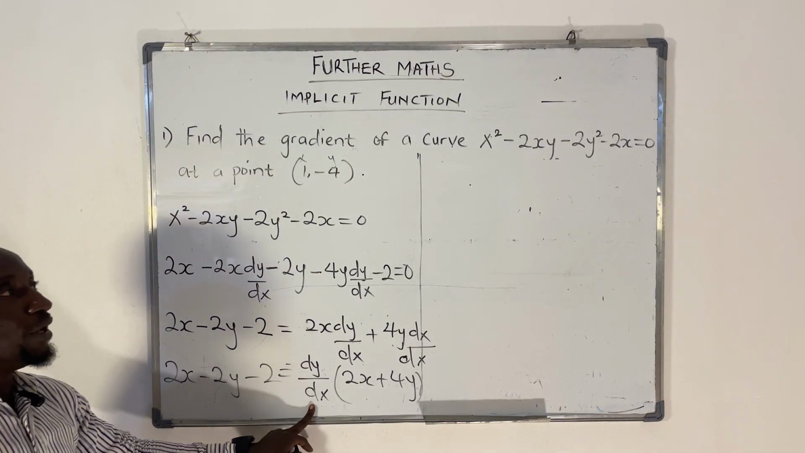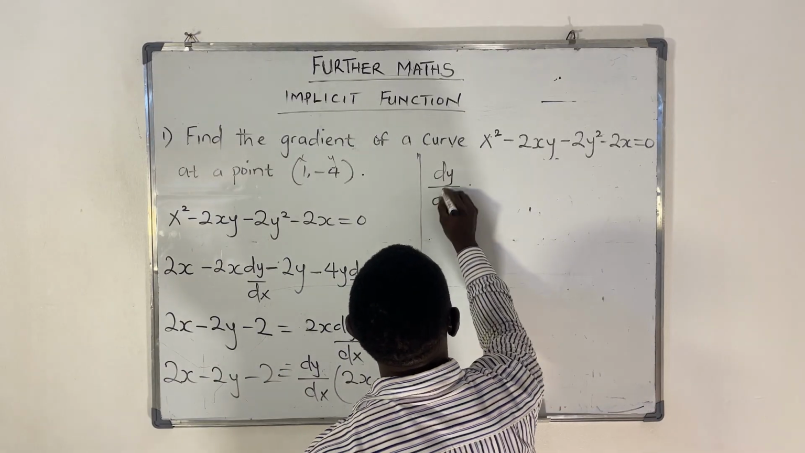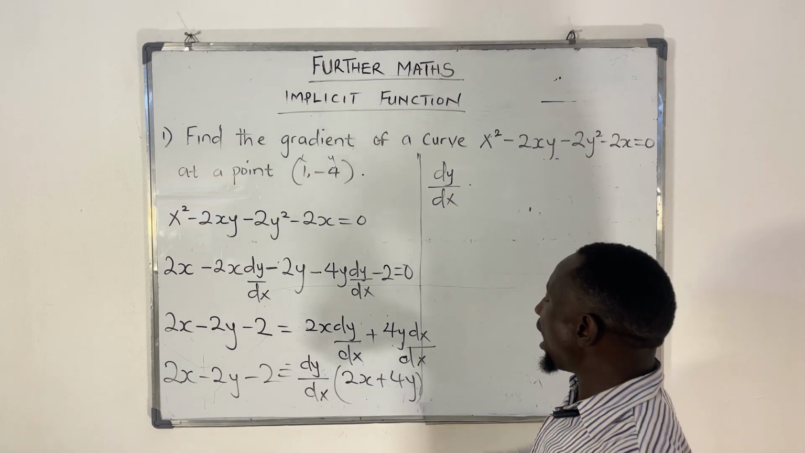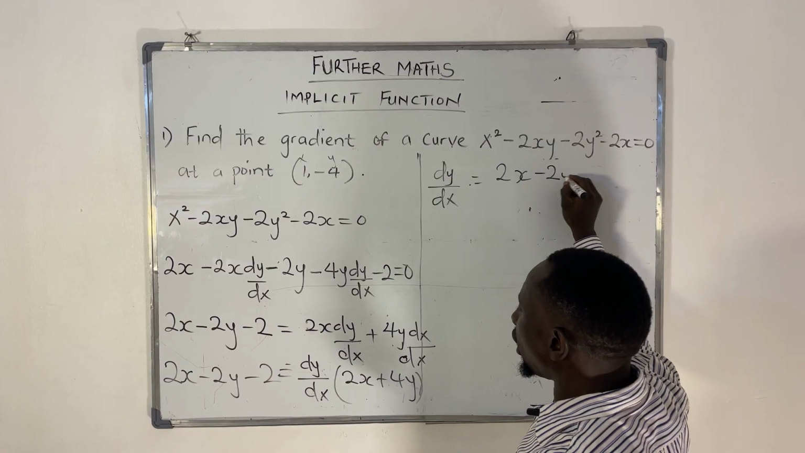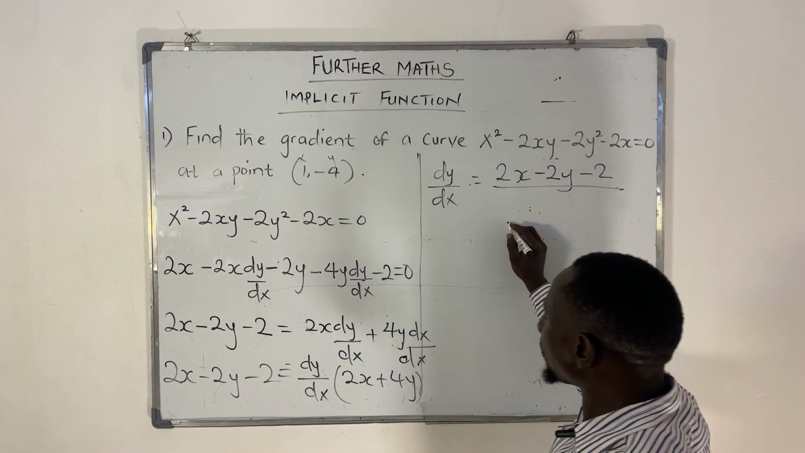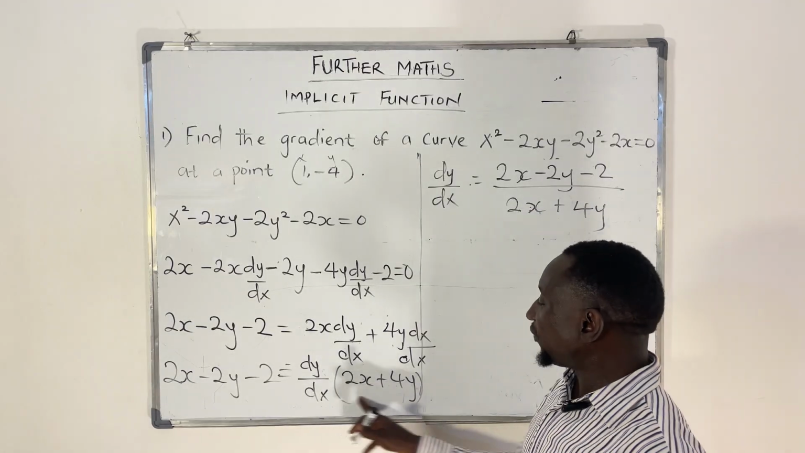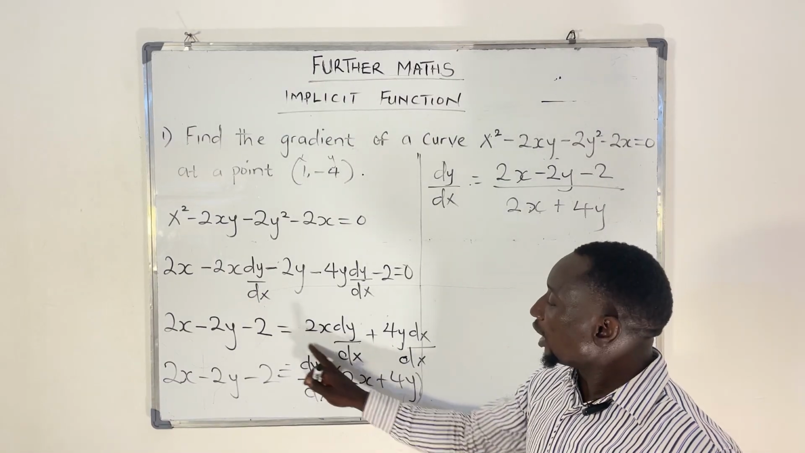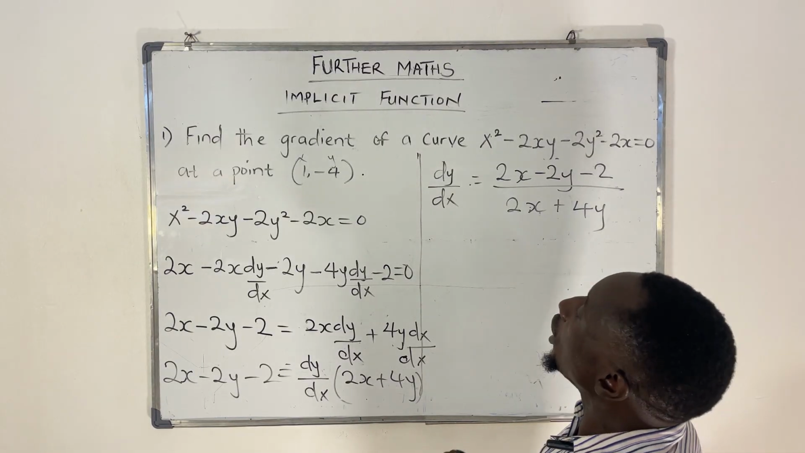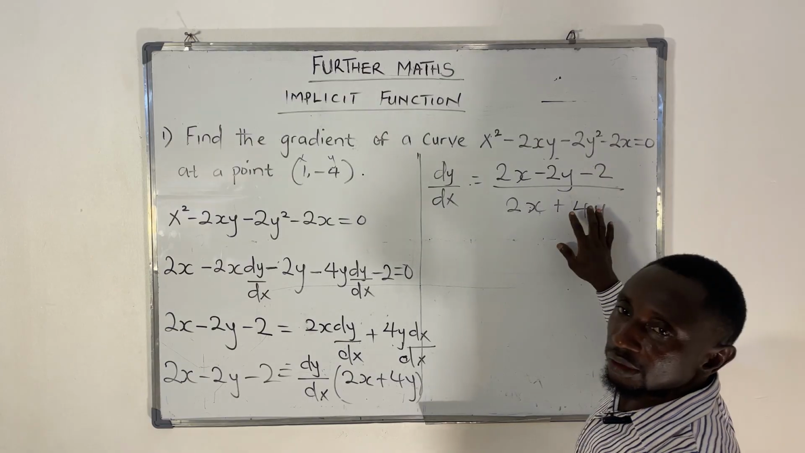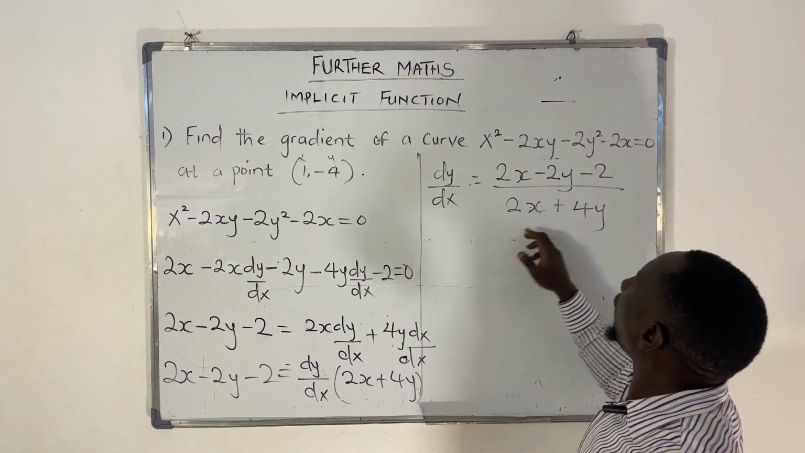Now, we want to make dy/dx the subject of the formula. So we have dy/dx. Divide both sides by 2x plus 4y. So you have 2x minus 2y minus 2 over 2x plus 4y. What did I do? I divided both sides by 2x plus 4y to make dy/dx the subject of the formula. So here, this is the gradient of this curve: 2x minus 2y minus 2 over 2x plus 4y.